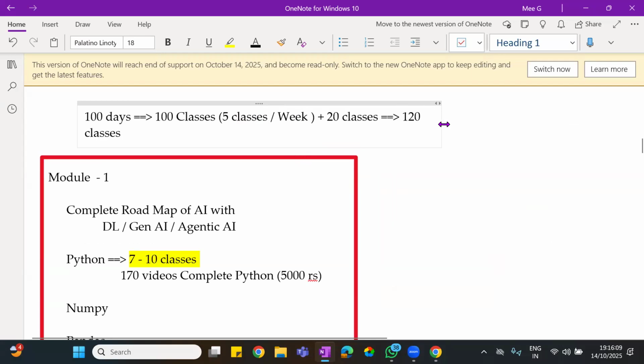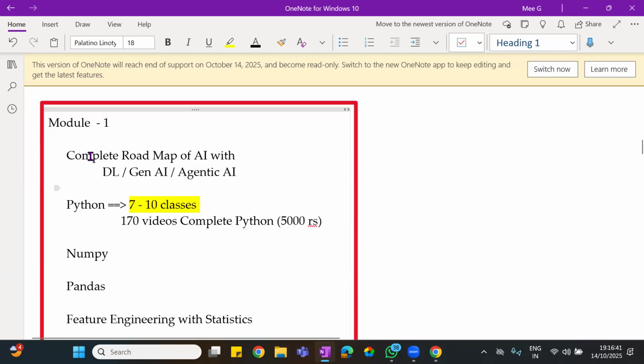It's like 20 classes extra. Now 100 days means 100 classes. You can put 20 classes as a buffer, and we can say it is 120 classes. So officially it is 120 classes. Now you can calculate from today or yesterday, 120 classes, and you can see the ending point of your course.